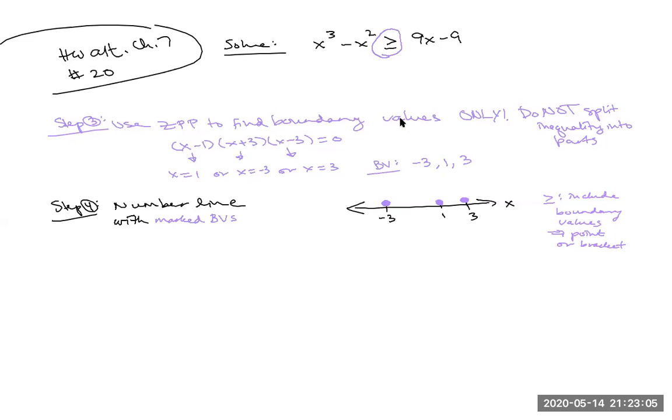All right, now so number line with marked boundary values and test points. All right, so let's choose x as -5, x as 0, x as 2, and x as 5. So that's section 1, section 2, section 3, section 4. Test all your sections. Okay.